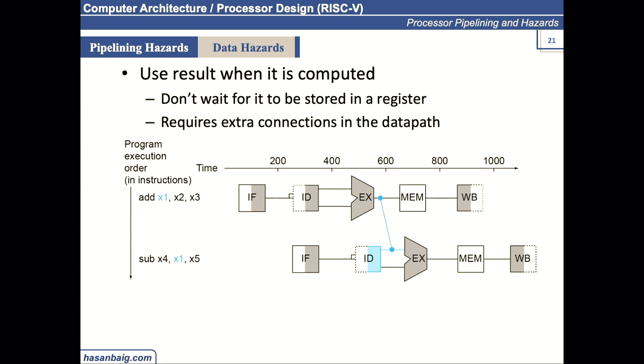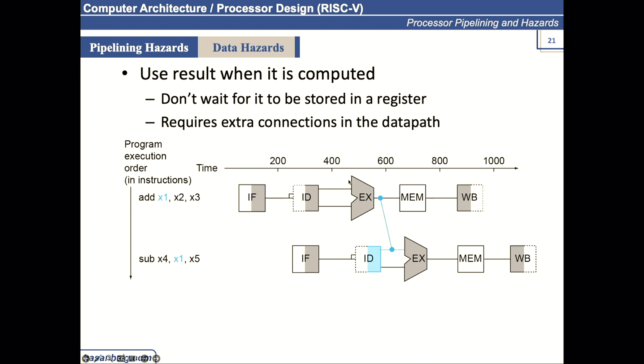When the data is available, in this particular example, in the R-type instruction, the data is computed right after the ALU, right? So the ALU performed x2 plus x3, and the data is available here. So instead of waiting for it to be written into the register, we can directly use it in the upcoming instruction. The ALU performed x2 plus x3, but it doesn't update x1 yet. The second instruction reads data from x1. How could you do that from that phase?